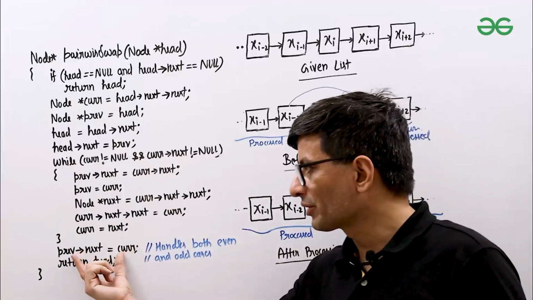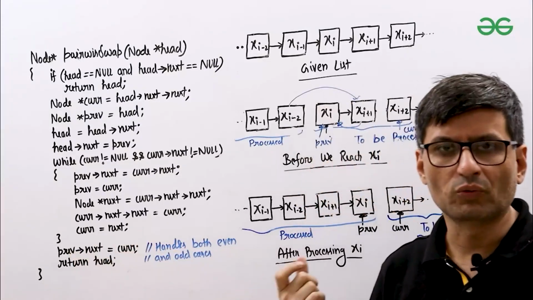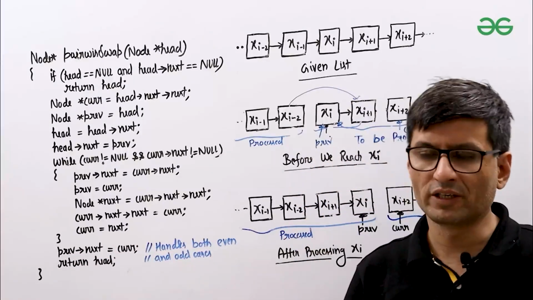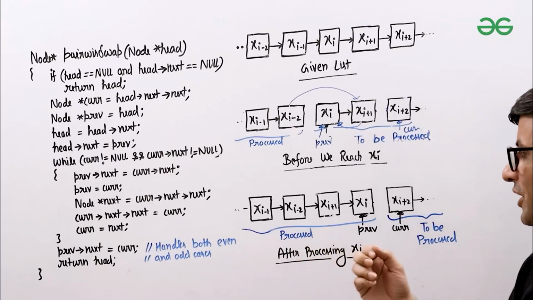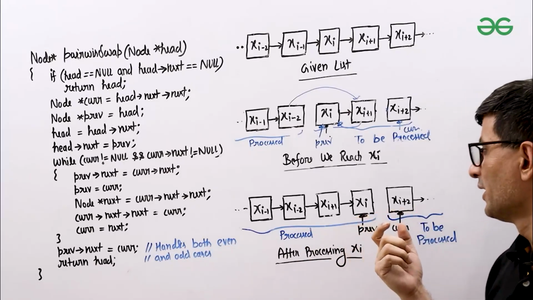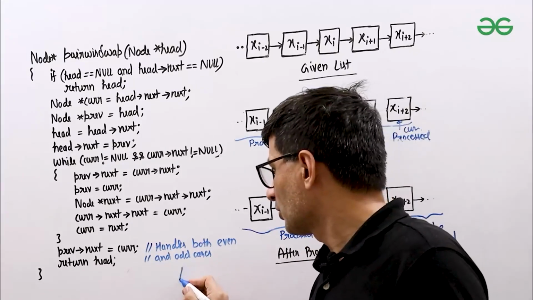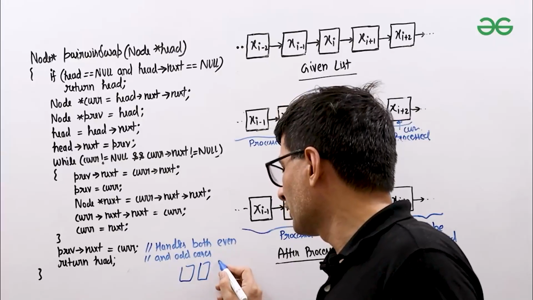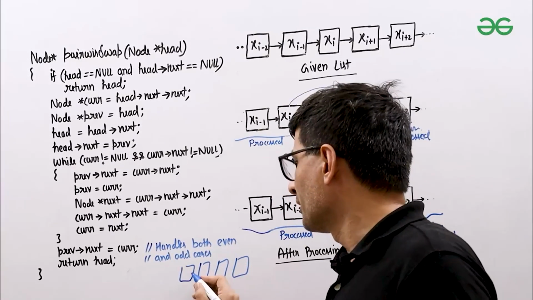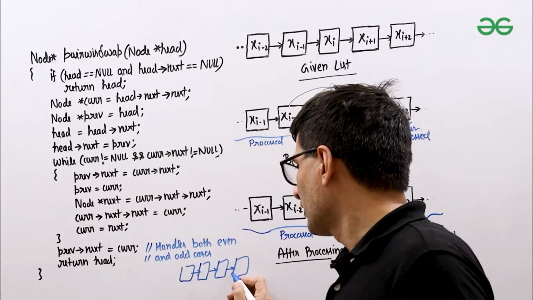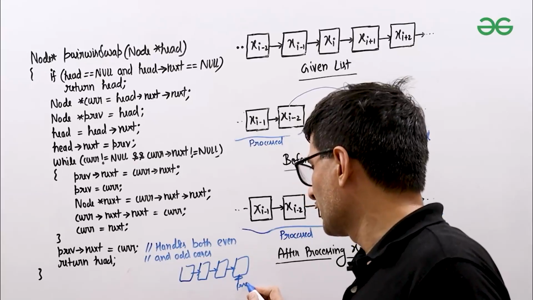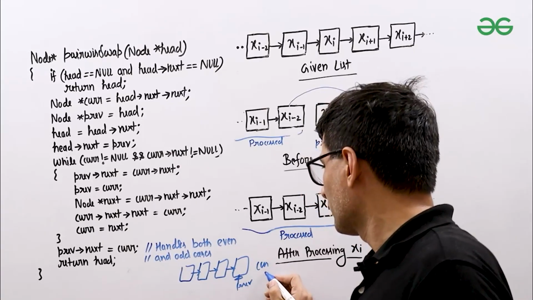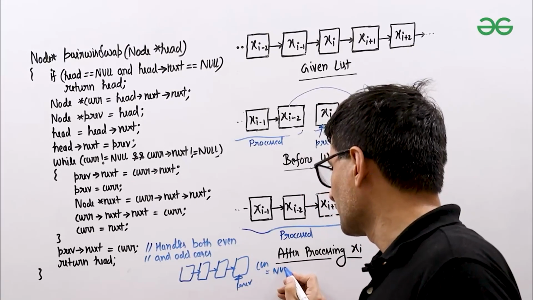Let's now quickly talk about this line. After the loop, if you have an even number of nodes, then your previous would be at the last node. Say if you have 4 nodes, then previous will be at the last node once you have finished. And what will your current be? Current will be null after you process everything.